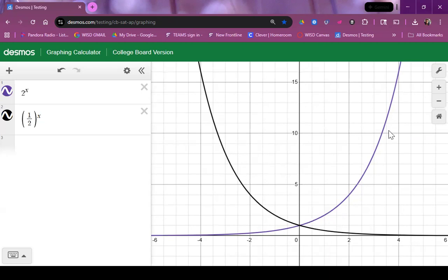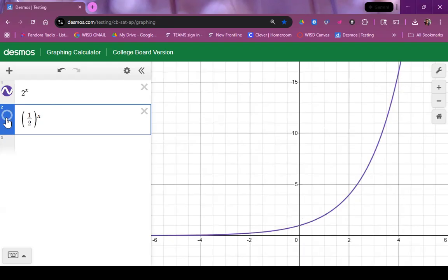For you to draw your little sketch out. As you're drawing your sketch, there are key points that you can identify. The main one is that they both share the y-intercept at (0, 1). That's because anything to the 0 power equals what? 1. Anything to the 0 power is going to be 1. Okay? So let's first look at the purple. I'm going to hide the black for a second.